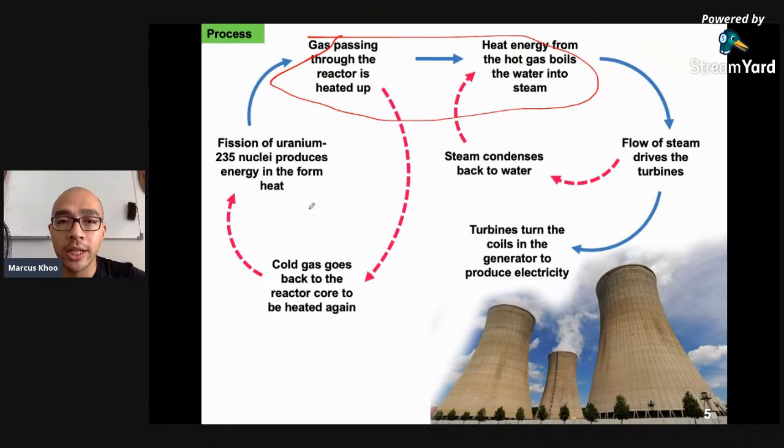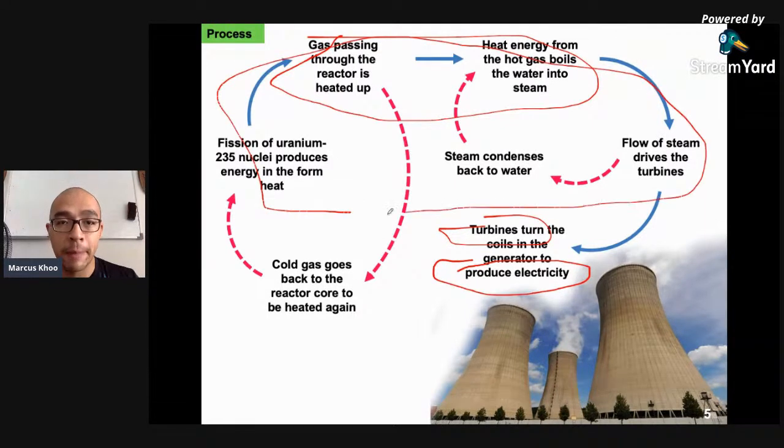From the nuclear reaction, you have all this heat energy that is used to heat up the water so that the water becomes steam. The steam that is very hot, and has high velocity, will turn the turbine, and then the turbine will turn the coil in the generator and it produces electricity. How electricity is produced, we will discuss when we go into chapter 3. For now, in chapter 5, we are focusing on this part.